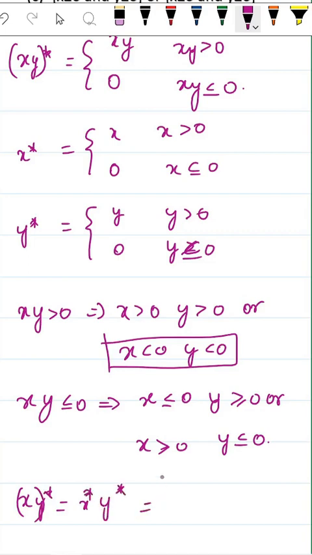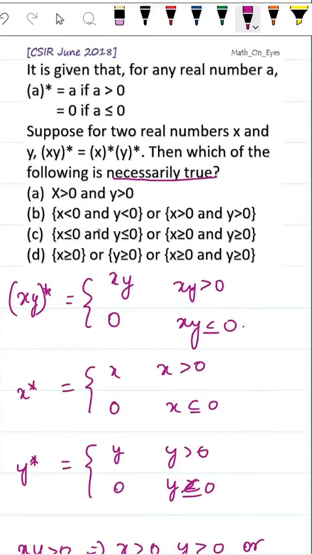In the first case it is equal to xy only if x is greater than 0 and y is greater than 0. So we cannot even discuss x less than 0, y less than 0. This condition fails abruptly. So when you look at option 2, it has x less than 0, y less than 0. This is wrong.